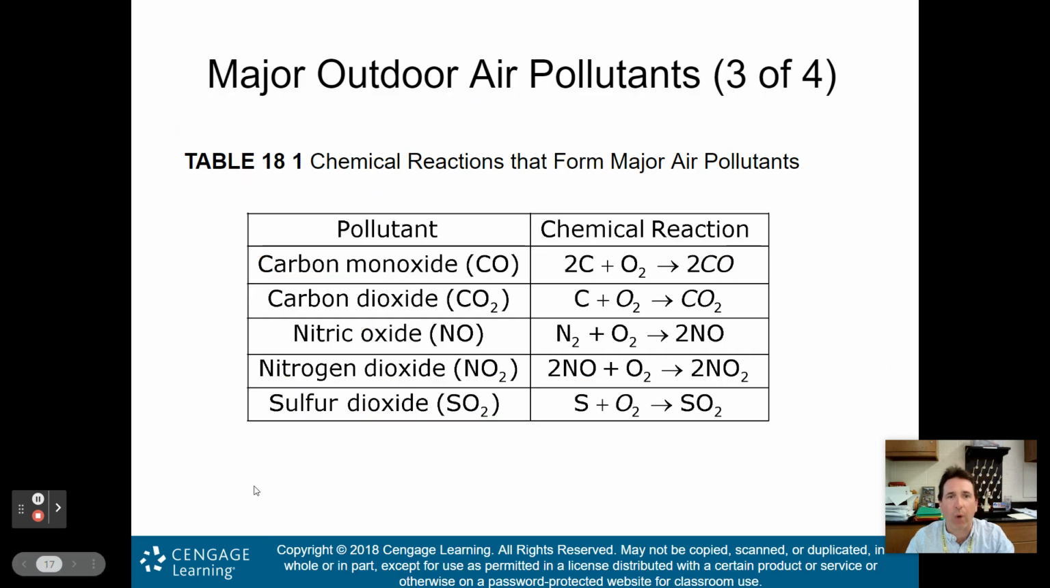So here are some chemical reactions that we speak about to form these major air pollutants. So carbon monoxide is basically two carbon atoms and oxygen coming together to form 2CO. Here's your carbon dioxide. Here's your nitric oxide. Here's your nitrogen dioxide. Here's your sulfur dioxide. Again, these are your major air pollutants and the chemical reactions that cause those pollutants. We definitely want to have a general idea of these as well.